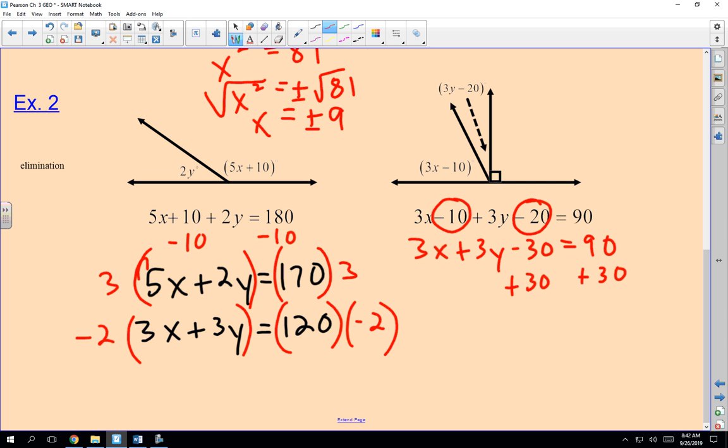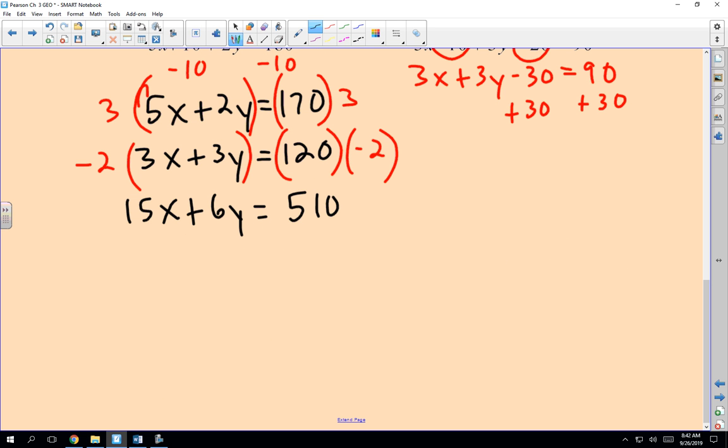Negative 6y, and then a positive 6y up here, so that when I add the two equations, they cancel out. So that's the idea. So my new equations are 15x plus 6y equals 510, I think. Yeah. Okay, and then negative 6x minus 6y equals negative 240.